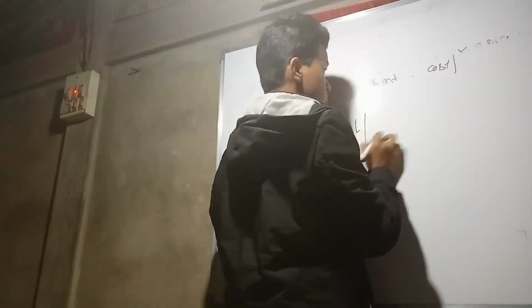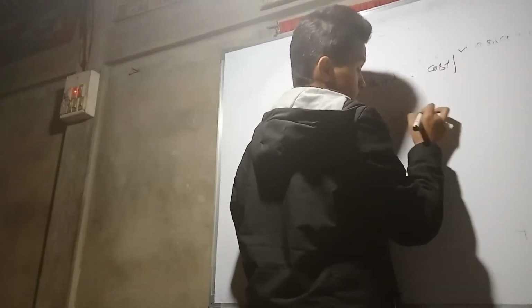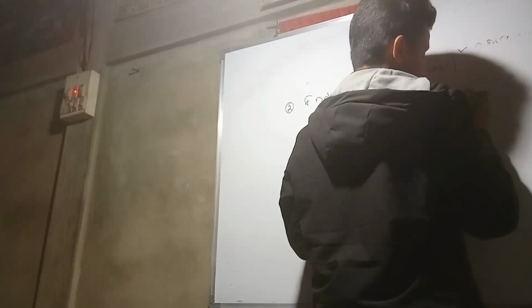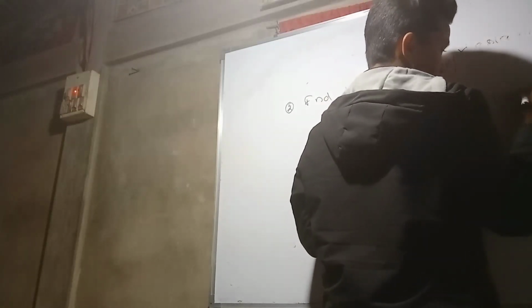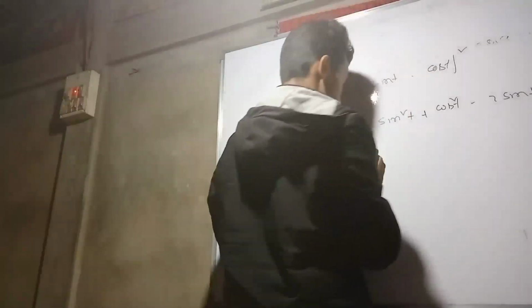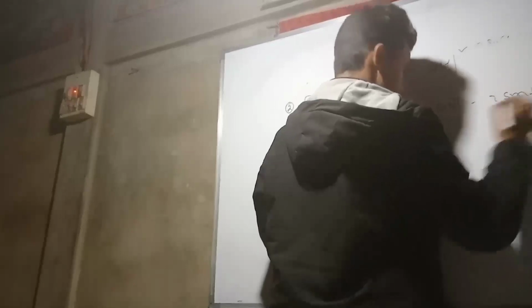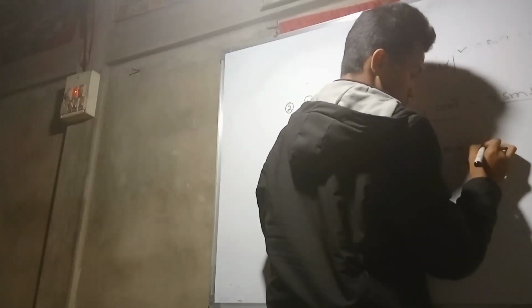So what is the Laplace transform? By completing the square, we get sin square t plus cos square t minus 2 sin t cos t. Okay, so what will be the value? This value is 1. So 1 minus, what is this value? This value is sin 2t.